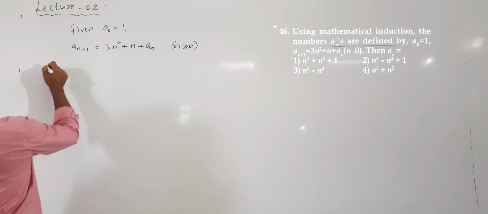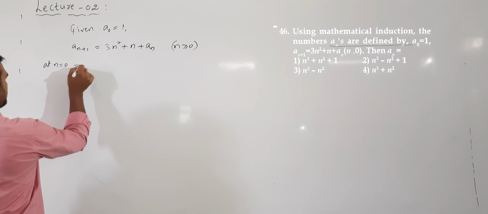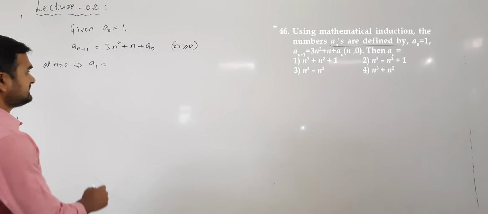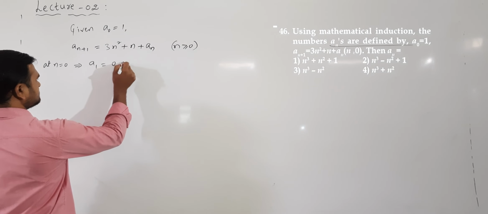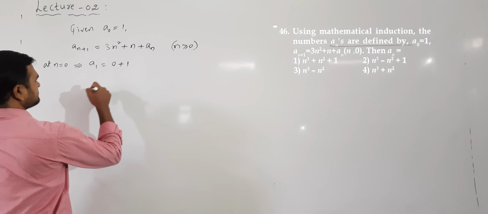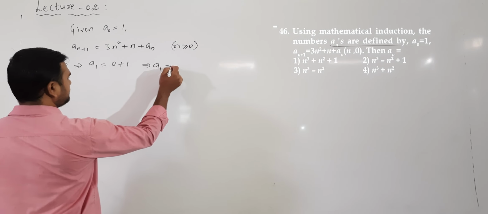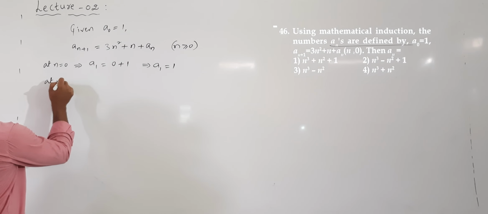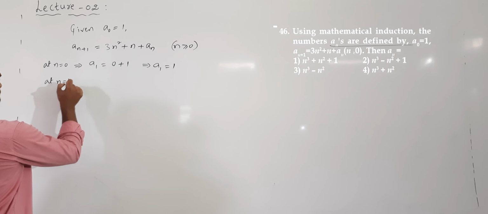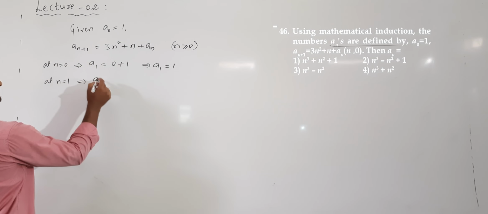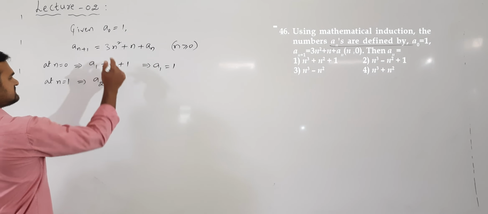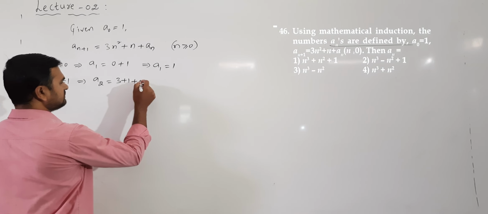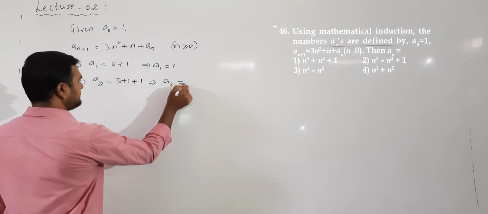So n is 0 means we will get a1, because n is 0 means a_(0+1) is a1. So a1 is 0 plus a0. a0 is 1. So what is the first term? a1 we can write as 1. Next, at n equal to 1, substitute here, we will get a2. n is 1 means 3 plus 1 plus a1. What is a1? We know it is 1.